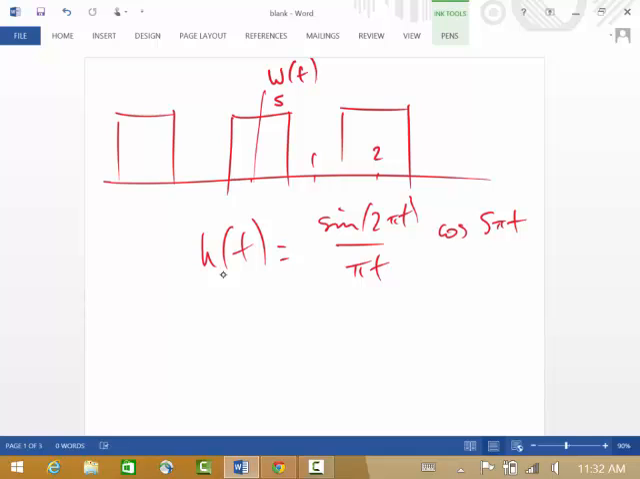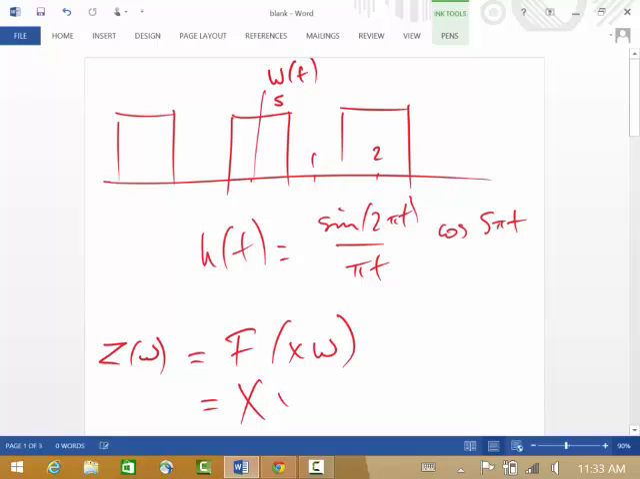So we're multiplying our x by that W. They want us to find z of omega, which is the transform of x of t times w of t, and they want the transform of that. So we're going to say it's x of omega convolved with W, and I do need a 1 over 2 pi there, don't I?